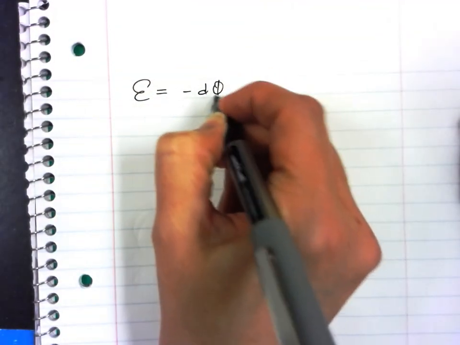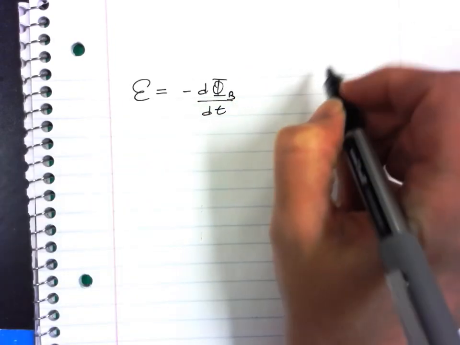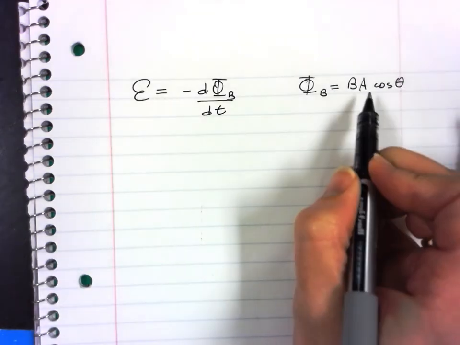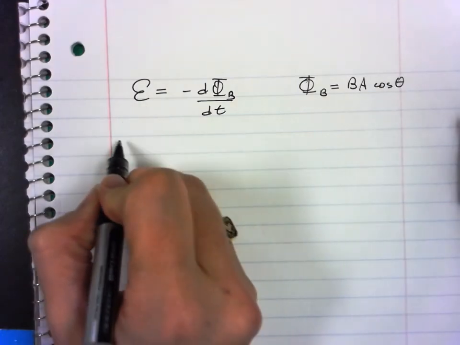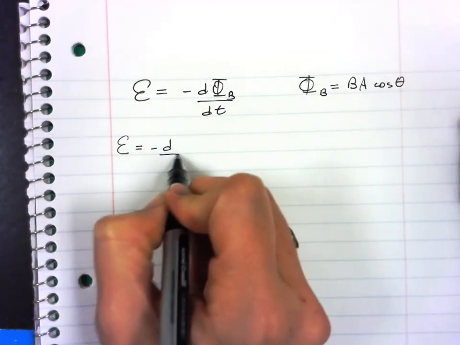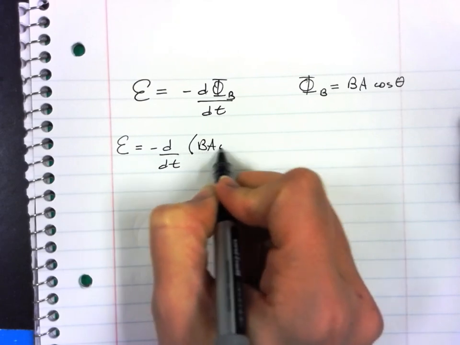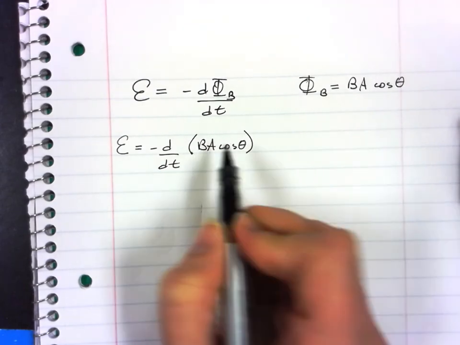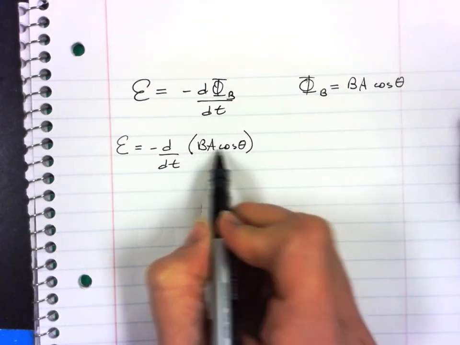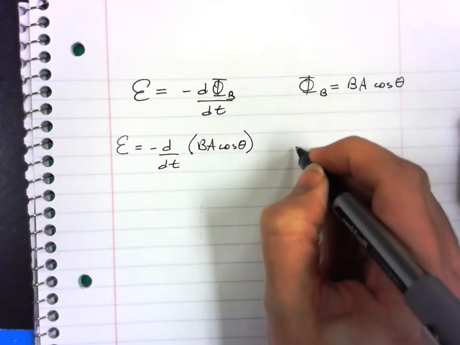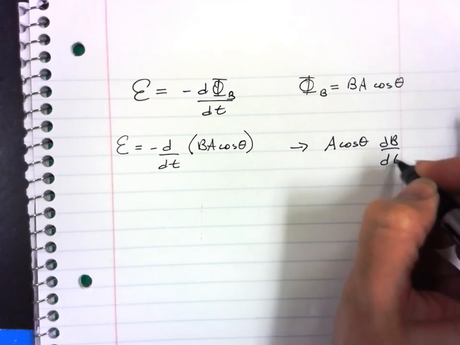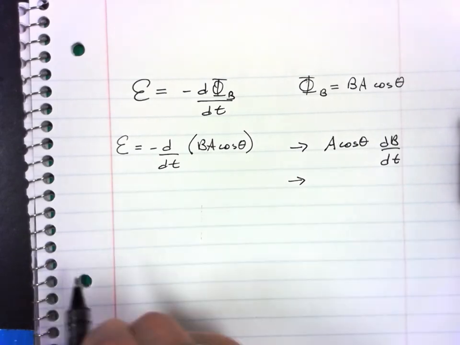So if I put these two equations together, EMF is negative d flux dt, that's Faraday's law, and flux is BA cosine theta. So any 3 of these can change. So if I put them together, EMF is negative d dt of BA cosine theta. So we could have a changing magnetic field with a constant area and a constant angle. So you'd have A cosine theta times only dB dt. Or we could have a changing area.